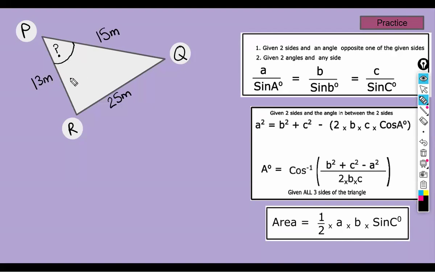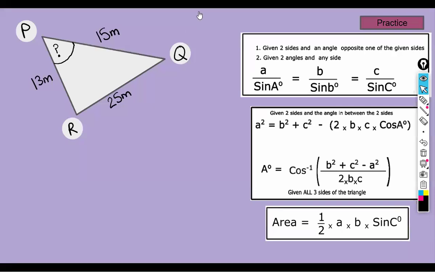Angle capital P. You notice we have the length of all 3 sides. And we want to find angle P. So we know it's this formula. Give it a try, right? You will end up with something kind of strange in the question. So if you're doing the question and you see something strange happening in the calculations, you're on the right track.